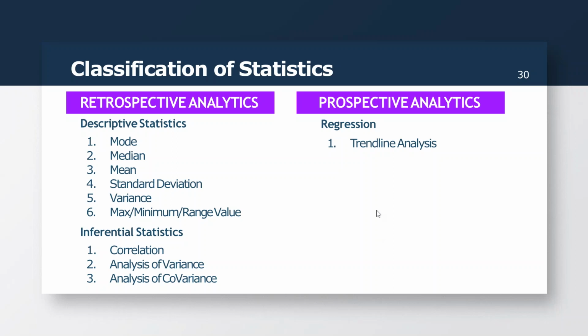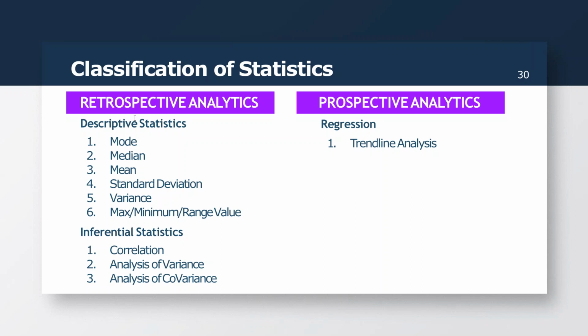So coming to the last part of this presentation, which is classification of statistics. This is how statistics is divided. You have descriptive statistics, which is mode, median, mean, standard deviation, variance, min, max, range, and you have inferential. Descriptive statistics will basically describe the data to you. Inferential statistics will help you infer stuff from the same data, right? And all of this is still about the past. It's still retrospective analysis. Inferential statistics is basically correlation, analysis of variance, and analysis of covariance.